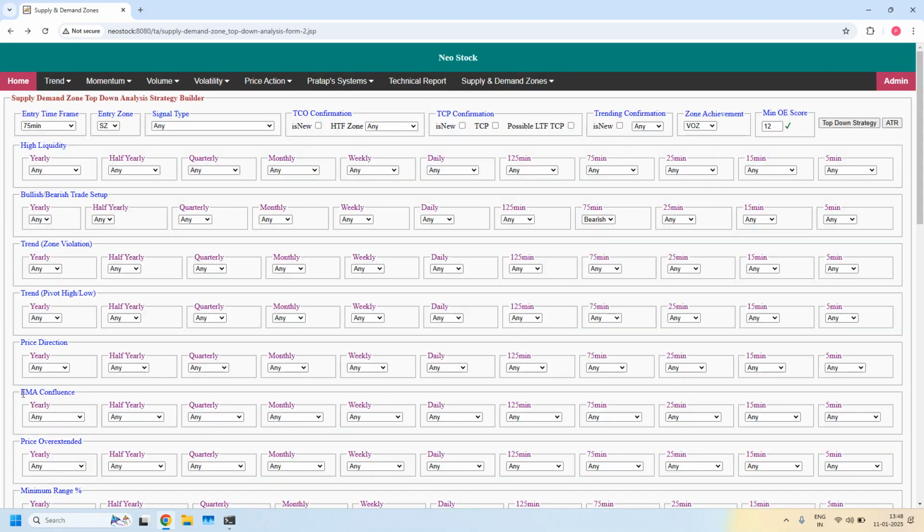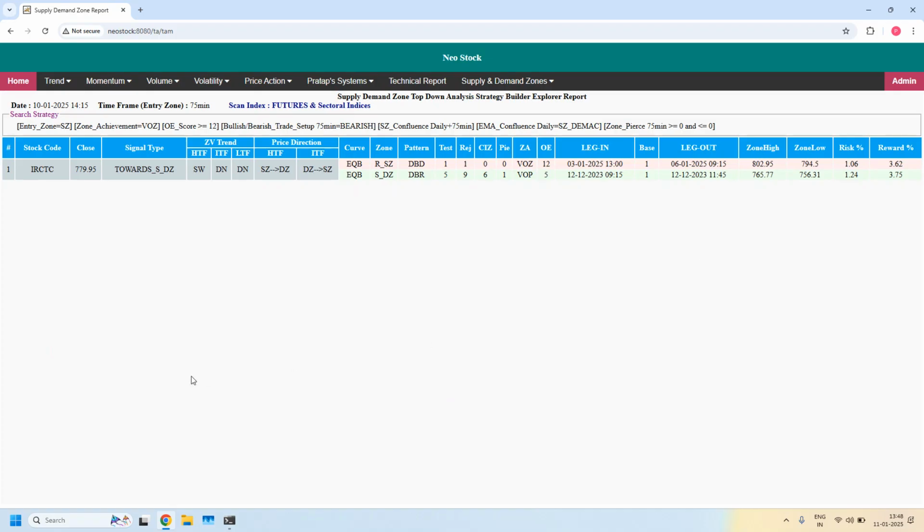So let's filter based on EMA confluence now on the daily time frame, because the 75 minute supply zone is part of the daily supply zone, and now for the daily supply zone we are looking for daily EMA confluence. Let's filter. We got 1 stock. So this is an even more high probability trade setup supported stock.